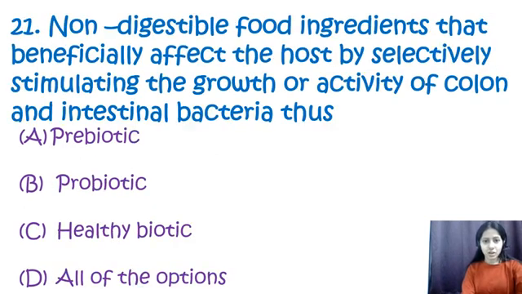Number 21. Non-digestible food ingredients that beneficially affect the host by selectively stimulating the growth or activity of colon and intestinal bacteria are: A, prebiotics; B, probiotics; C, healthy biotics; D, all of the options. So the correct answer is option A, that is prebiotics. Actually, prebiotics help to promote beneficial bacteria by promoting foods and creating an environment where microorganisms can flourish. So the correct option is option A, prebiotics.